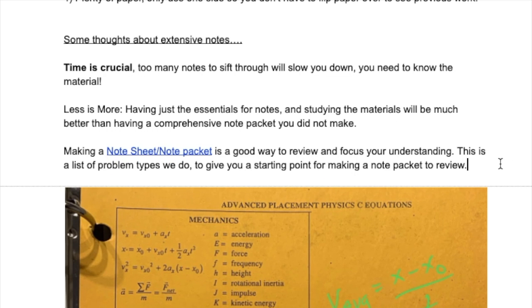All right. So that's kind of it for setting up that note sheet. Once you get that note sheet built, it's good to use it as you practice these FRQs. So there you go.